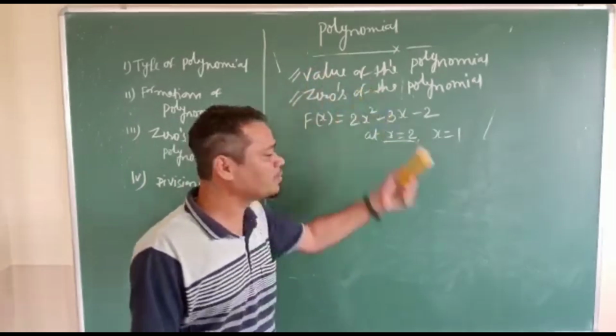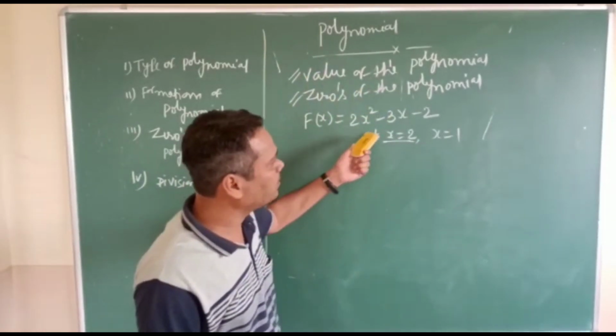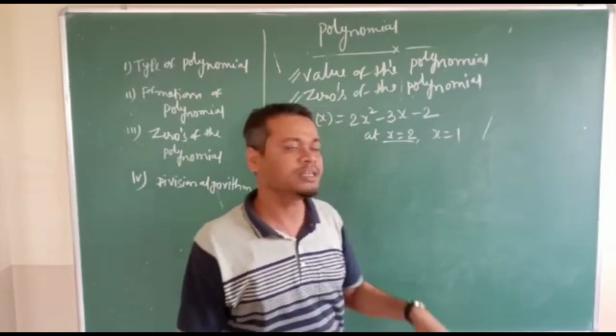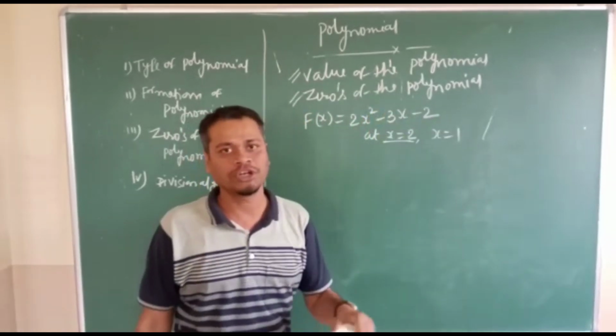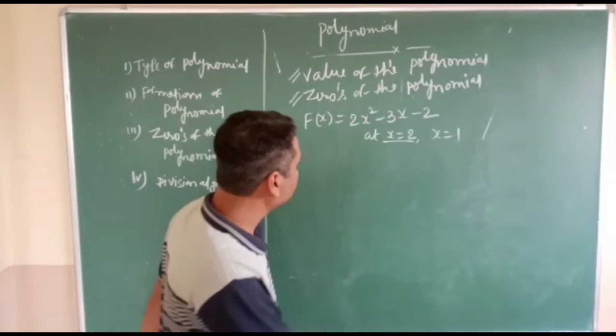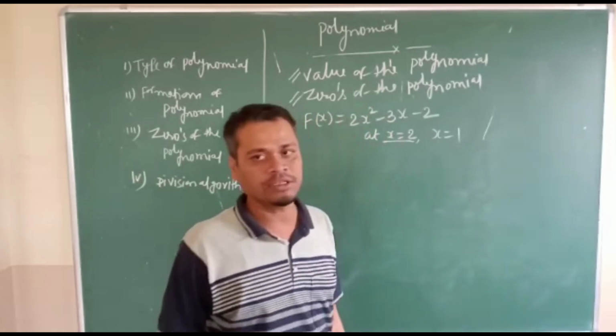So what is the value of the polynomial? Here your polynomial f of x is equal to 2x square minus 3x minus 2. As a reminder, what is the degree of the polynomial? Maximum power of x is 2. So the degree is 2. Now they are asking us to find the value at x is equal to 2 and x is equal to 1. What does that mean?